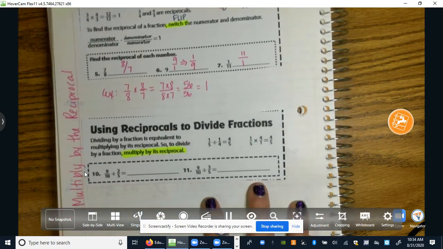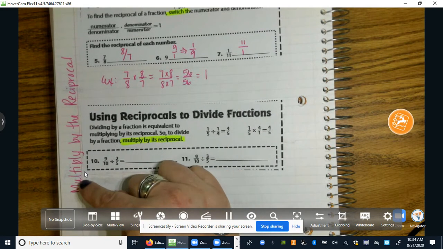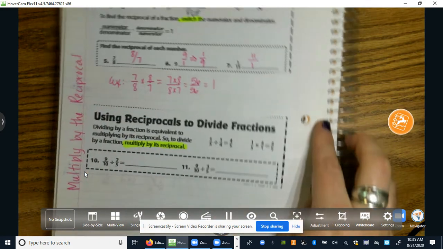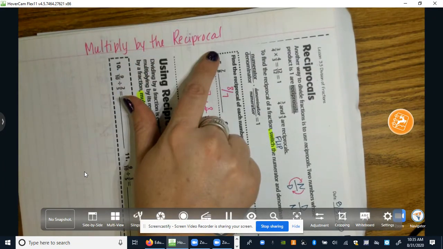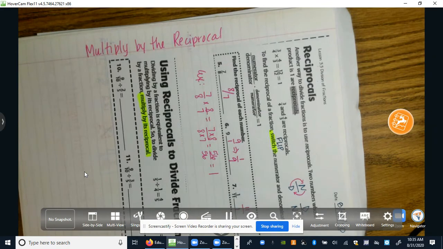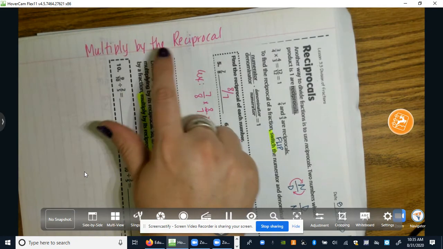The video that you will watch on vocabulary will talk about dividing fractions: keep, change, flip, which means to multiply by the reciprocal. I want you to write that down: multiply by the reciprocal. This is important because keep, change, flip works, but you may get it confused with keep, change, change, and you don't want to get those two mixed up. So you want to make sure you multiply by the reciprocal.